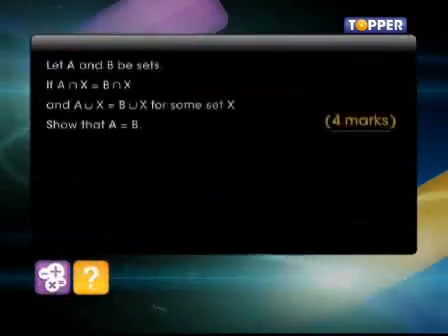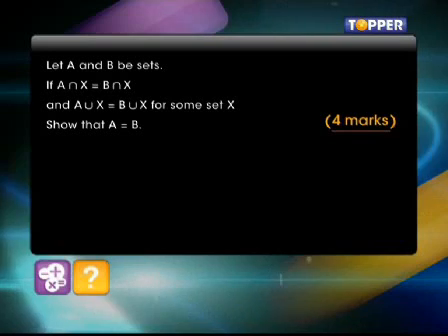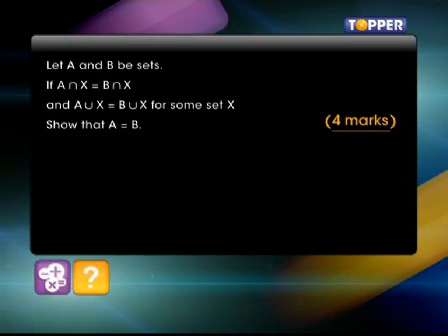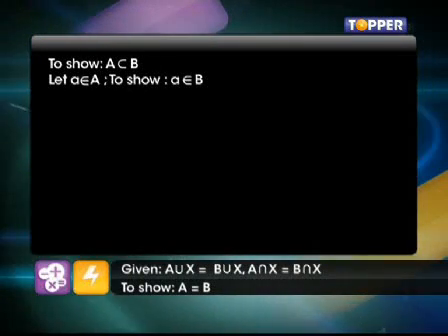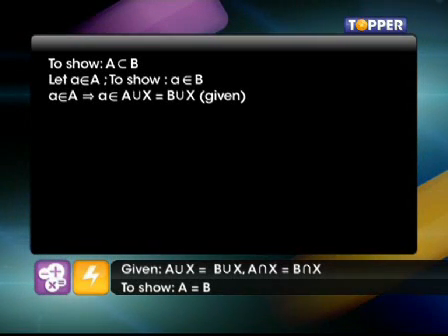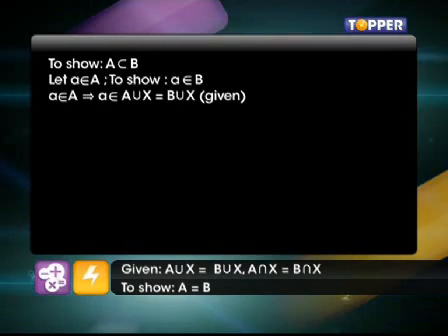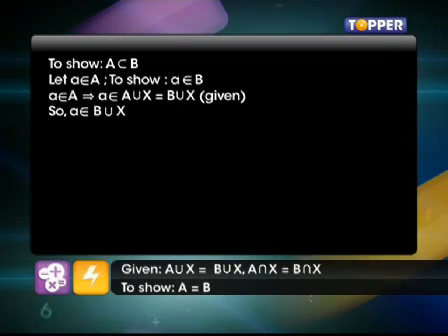Let's now look at an ideal way of answering a question based on conceptual ability. Don't forget to make a note of this stepwise marking. Here's your question. Let A and B be sets. If A intersection X is equal to B intersection X and A union X is equal to B union X for some set X, show that A is equal to B. For this, let a be an element in A. We will show that a will also lie in B. If a is in A, then a must belong to A union X, which is equal to B union X. Then a belongs to B union X.